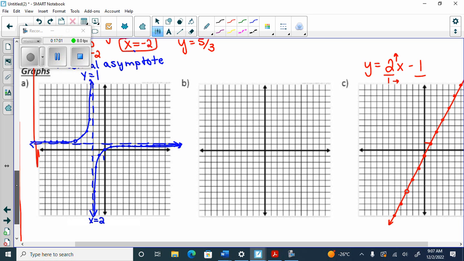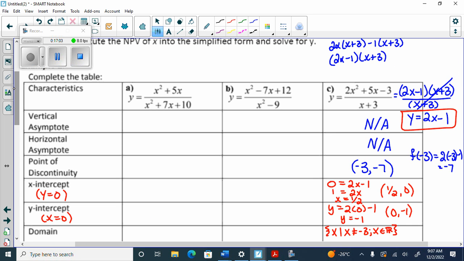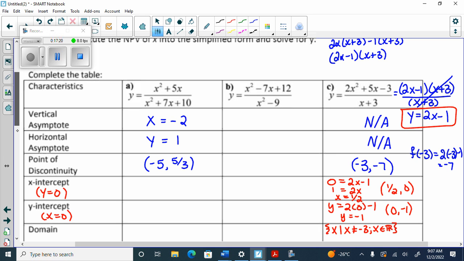So let's fill in what we know. Vertical asymptote was at x equals -2. Y equals 1. The point of discontinuity is at -5 and 5/3. Correct me if I'm wrong, because I'm just going off my brain. X-intercept. Where do I find the x-intercept? How do I find the x-intercept?